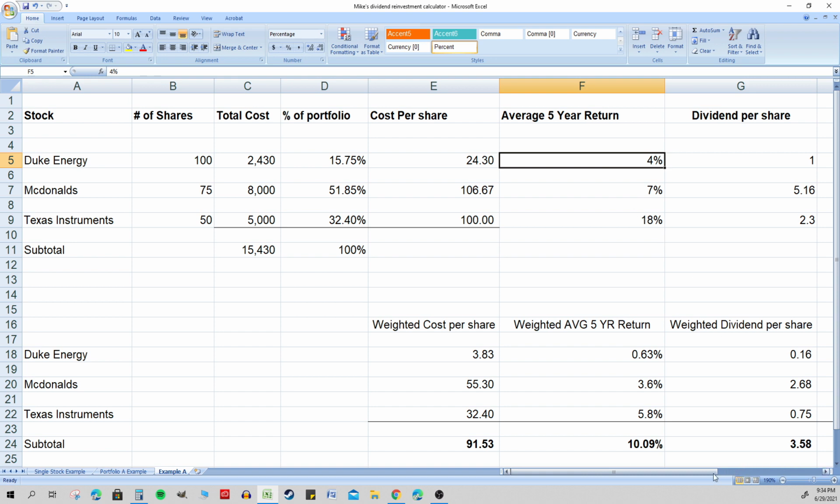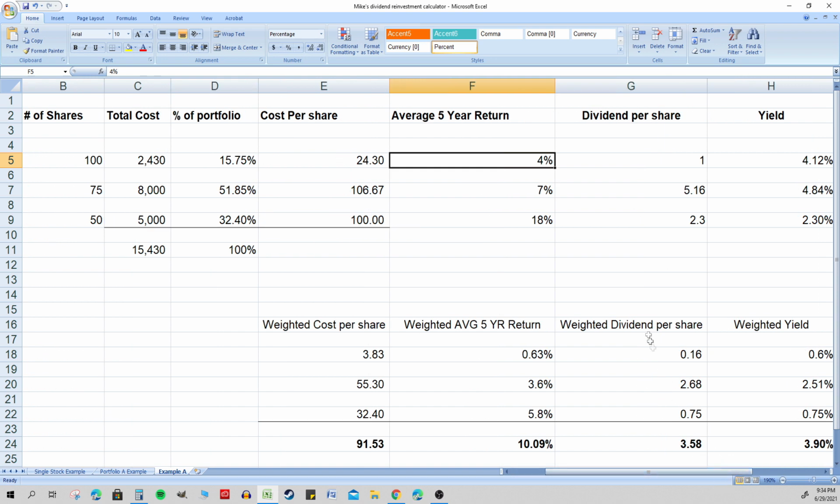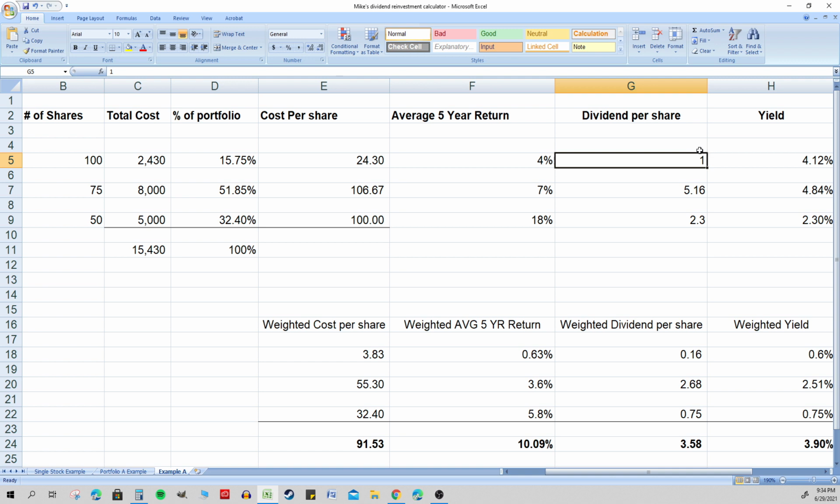Just like we did with the first example, that's where you can find that. Dividends per share, you can simply go to the summary page of Yahoo Finance and it will tell you how much dividends are being paid for every single share you own.